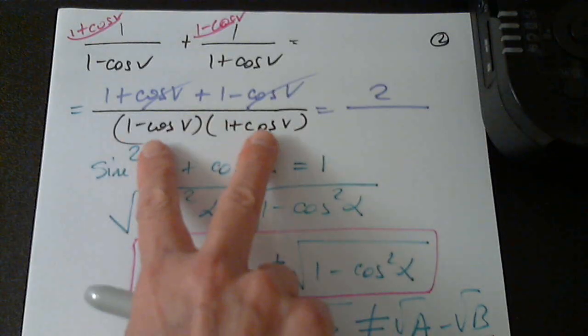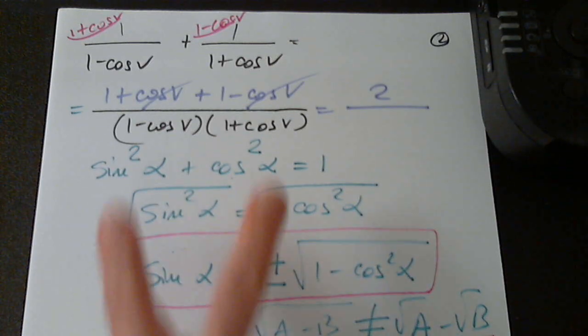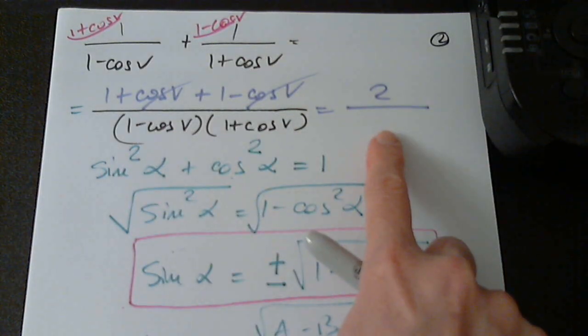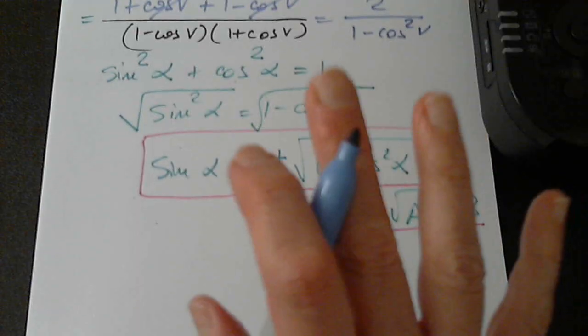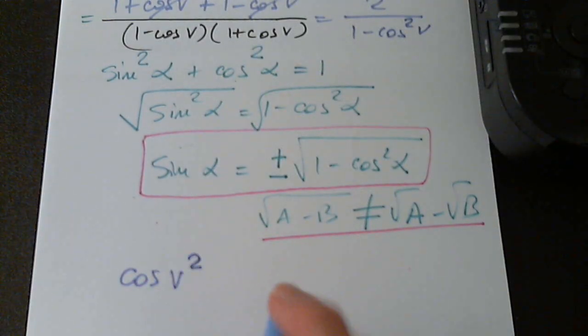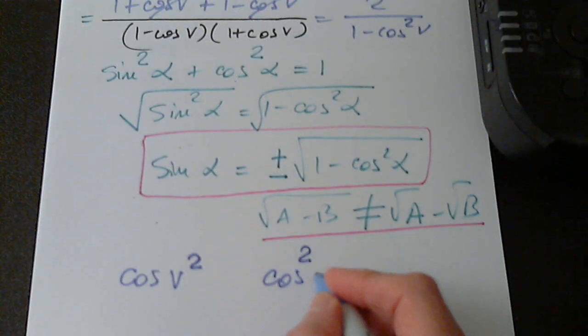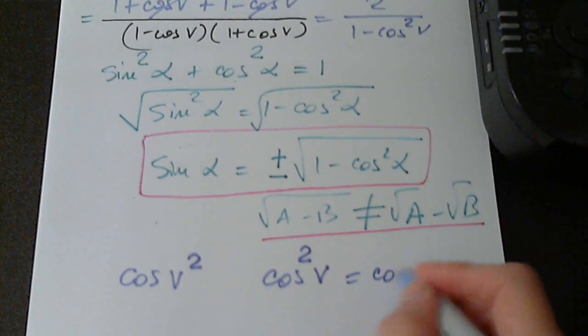When we multiply these two, can anyone quickly tell us what we get? Because we had the situation a minute ago. One minus cosine v squared. Very good. Cosine squared v. Okay, here's a very good point. Cosine v squared is one thing. Cosine squared applied to v is a different thing.